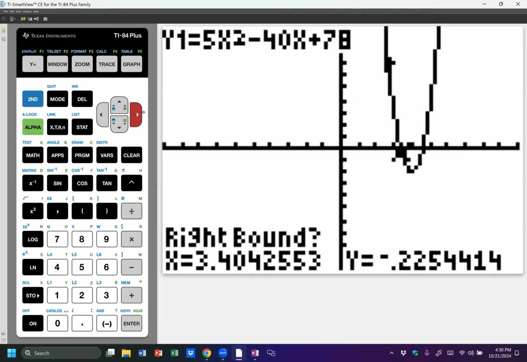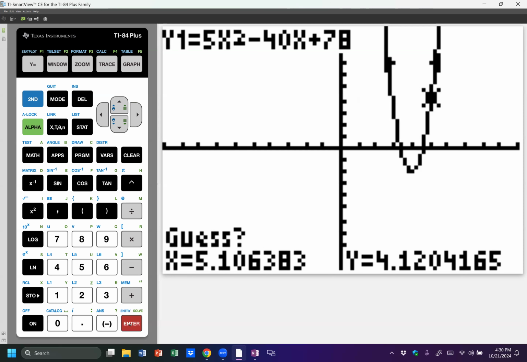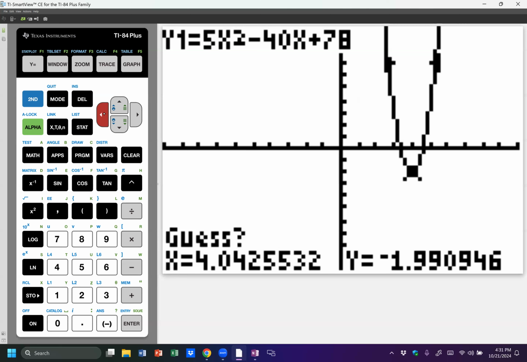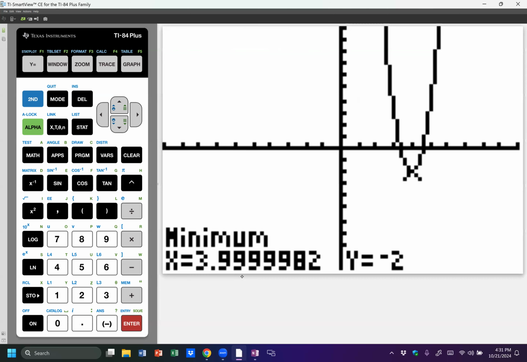So I'm going to take my cursor to the right side of the graph. Anywhere on the right side, as long as it's on the right side, then I hit enter. Then it says guess. So I'm going to go to the very bottom, as close to my vertex as I can. And then I'm going to hit enter one more time and it will say minimum and have my answer.